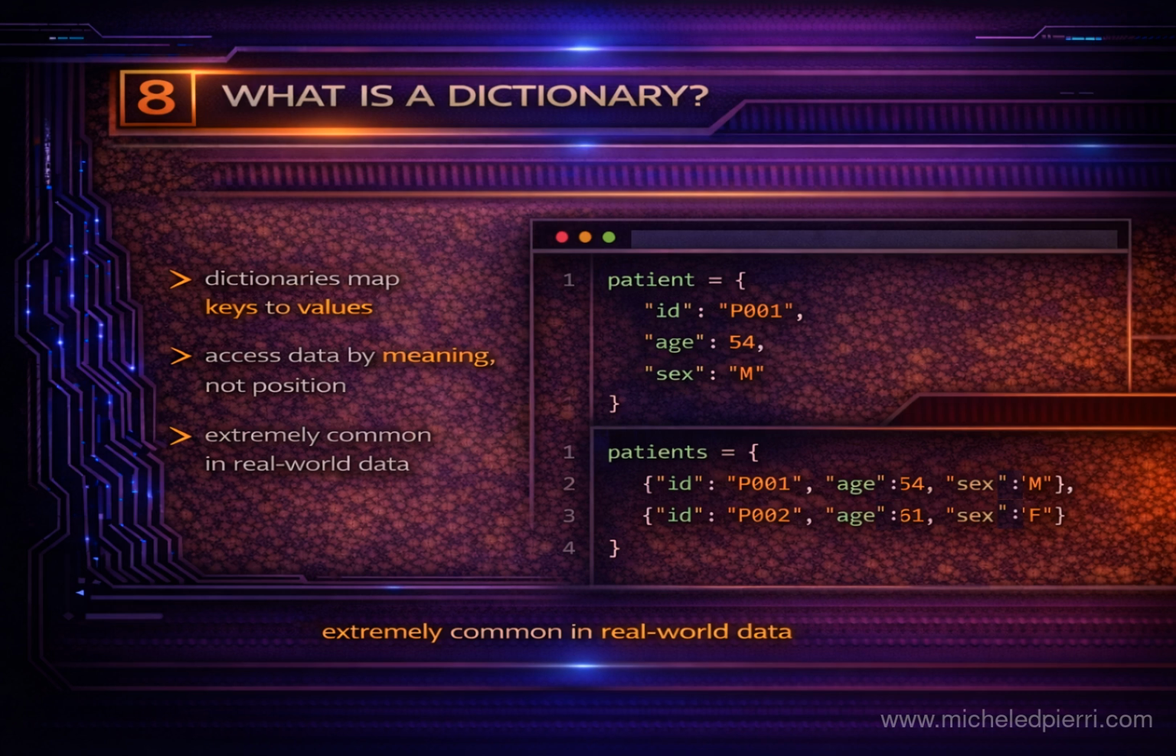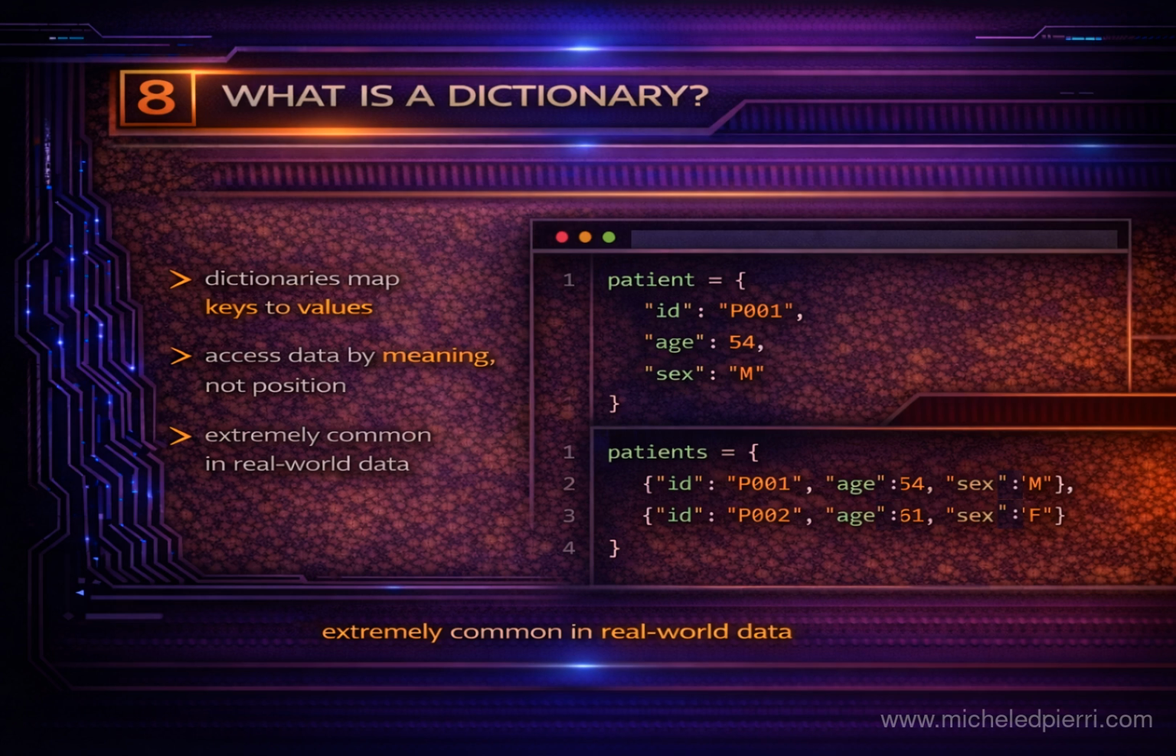A dictionary is Python's go-to structure for labeled data. Instead of storing values in a sequence where you must remember positions, a dictionary maps keys to values. The key idea is meaning. You retrieve information using a name, like age or ID, not an index like 0 or 1. This is why dictionaries show up everywhere in real-world code. They match how data is described outside programming, as fields with labels.